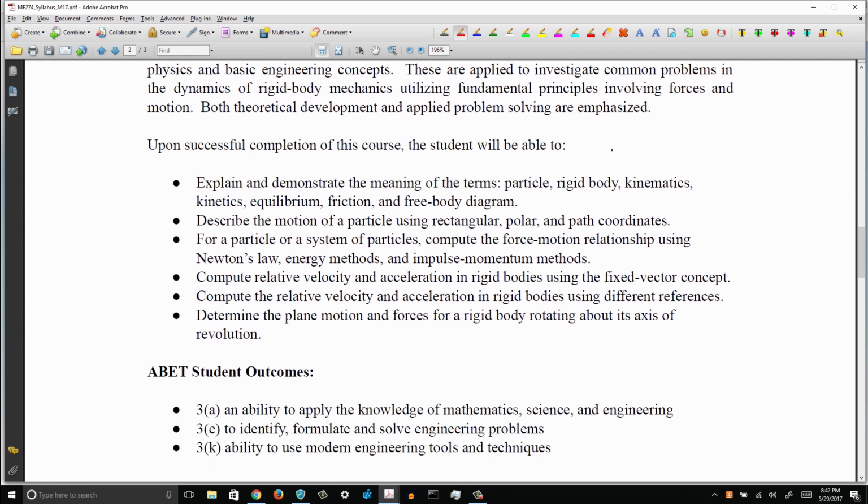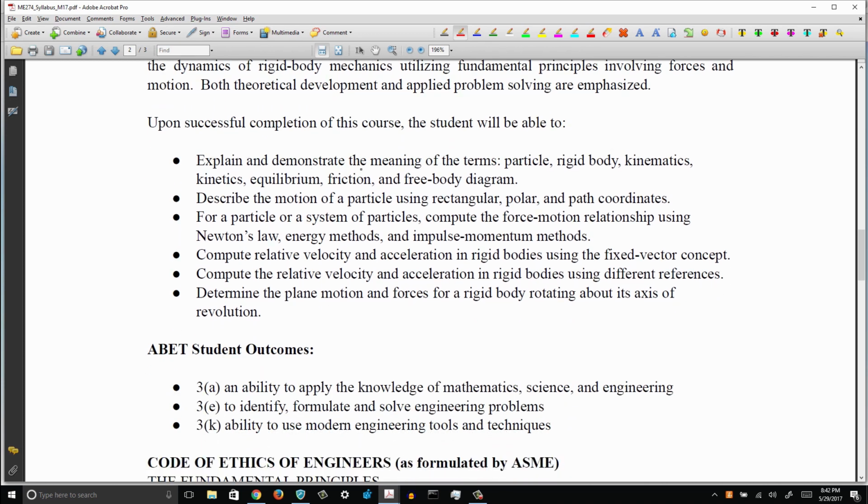Upon successful completion of this course, you will be able to explain and demonstrate the meaning of these terms: particle, rigid body, kinematics, kinetics, equilibrium, friction, and free body diagram. You will be able to describe the motion of a particle using rectangular, polar, and path coordinates. For a particle or system of particles, you will be able to compute the force-motion relationship using Newton's law, energy methods, and impulse momentum methods.